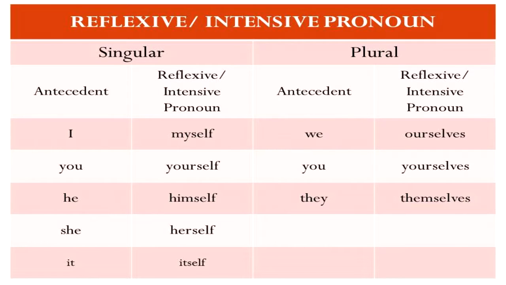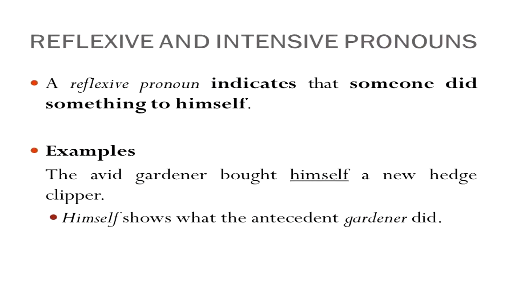Now, a reflexive pronoun indicates that someone did something to or for himself. For example, the avid gardener bought himself a new hedge clipper. Himself, the pronoun used, depicts what the gardener, the subject, did for himself. In this case, he bought himself a new hedge clipper.